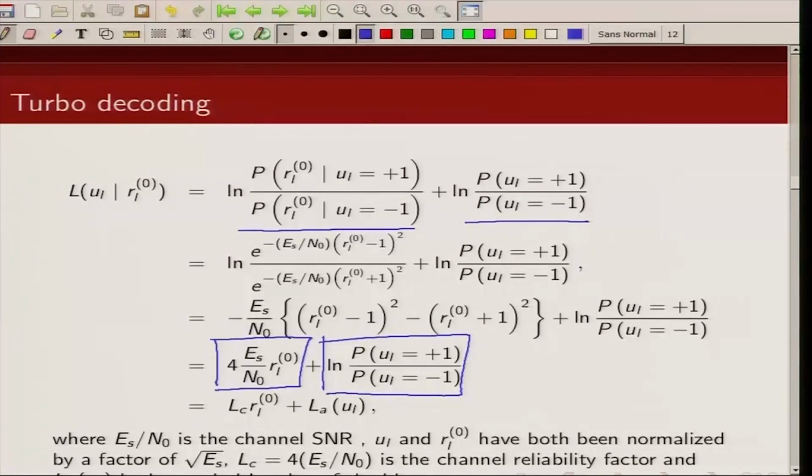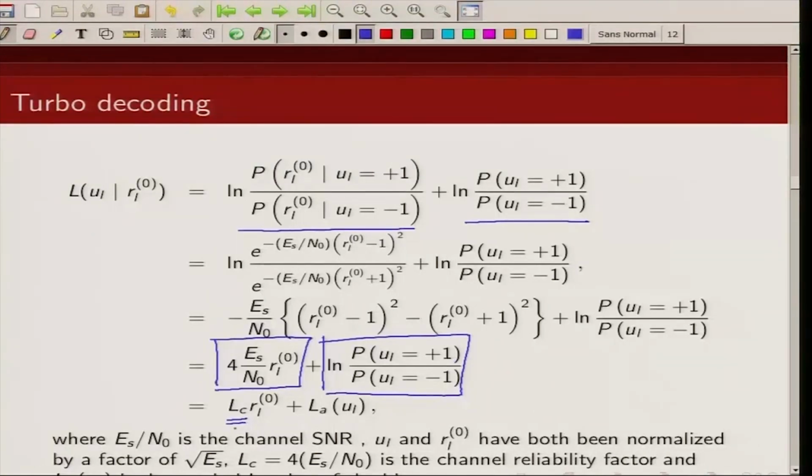Now, what is this? It is 4 times Es by N naught times RL0, where RL0 is my received information sequence. So, this 4 Es by N naught I am writing as Lc and calling it the channel reliability factor. It depends on the signal to noise ratio of the channel, and this term you can see is log of probability of UL being +1 divided by UL being -1. This is a priori knowledge about the information bit being +1 or -1.